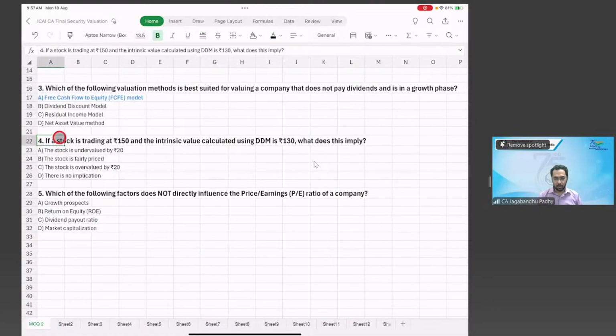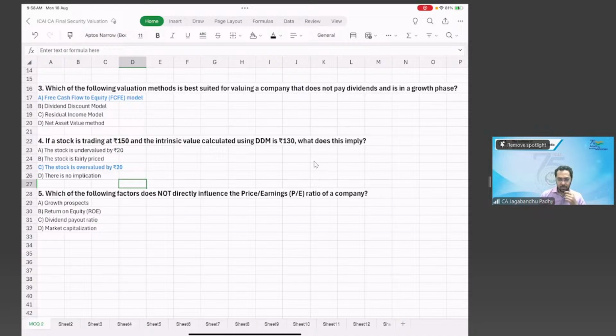If a stock is trading at 150 and intrinsic value calculated using DDM is 130, what does this imply? The stock is undervalued, overvalued, fairly priced, or there's no implication? Overvalued. The stock price is trading at 150, so the stock is overvalued by 20 rupees. Perfect. Sir, we have to compare only with the market price, no? To check whether it is overvalued, market price versus the intrinsic value.